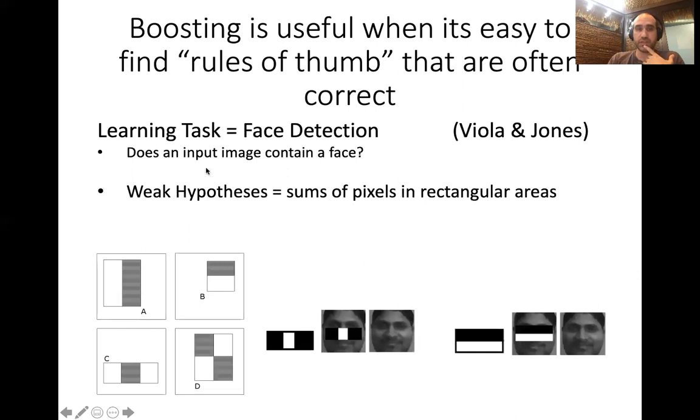Another famous example is in face detection. This is called the Viola-Jones framework, and it's one of the most famous applications of boosting, I think, in practice. Here, the task is to do face detection, and the weak hypotheses basically sum the pixels in rectangular areas, and boosting aggregates these weak hypotheses into very, very good and accurate face detectors.